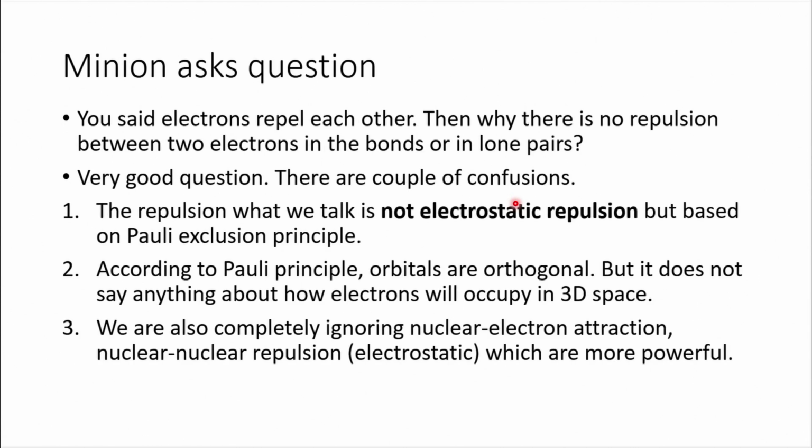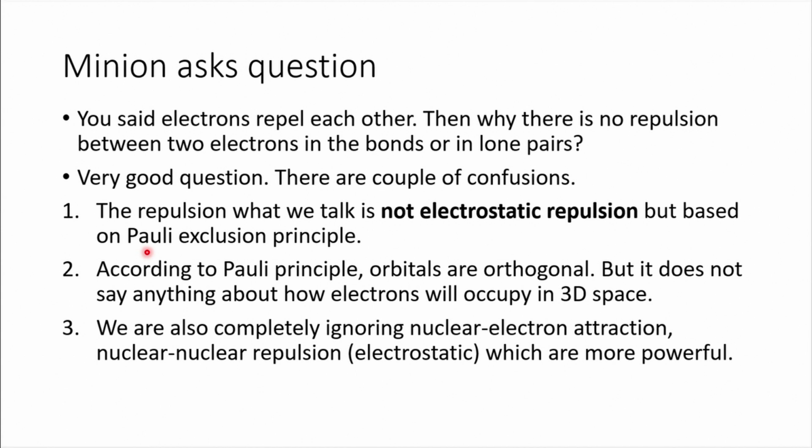Sir, you said electrons repel each other, then why is there no repulsion between two electrons in the bond or in lone pairs? Yeah, it's a very good question. See, there are a couple of confusions people have. The first one is, when we talk about the repulsion, what we are talking about is not the electrostatic repulsion, but Pauli's exclusion principle. So this is the major difference you have to keep in mind. When we say repulsion in the VSEPR theory, we are not talking about the electrostatic repulsion, but the repulsion according to Pauli's exclusion principle only.